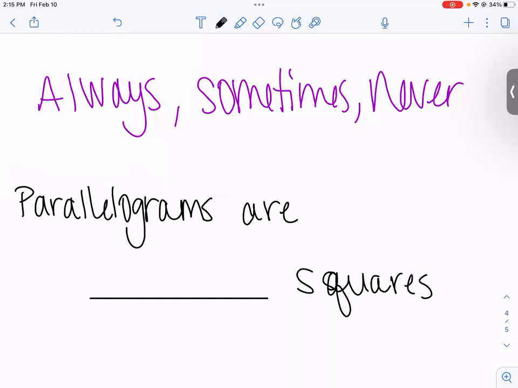Parallelograms are how often squares? Why are you not participating? There is a marker right there. I thought it was not a square. Okay, let me see.